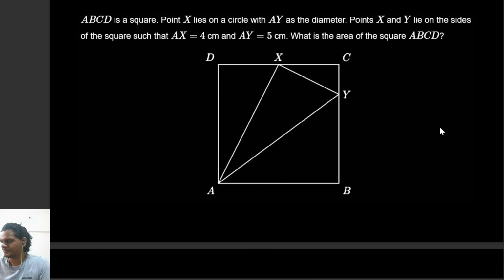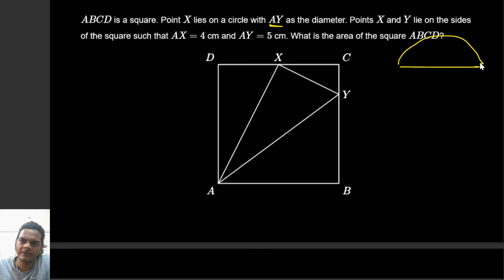Last question for today. ABCD is a square. Point X lies on a circle with AY as diameter. So if AY was a diameter and X is lying on a circle, what is the property? If this was something like this, what would you say about this? Immediately you should be saying that this is 90 degrees. So this is a right angle triangle.